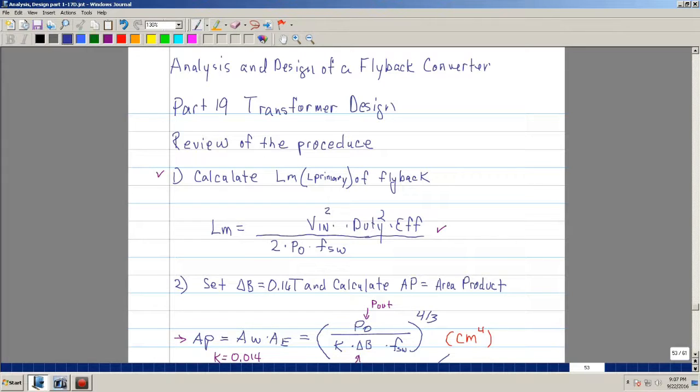Okay, in part 18, I went through the design procedure and I probably jumped around a little bit too much. So what I'm going to do is go ahead and review the procedure, which I've written down here as steps. So I'm going to go ahead and review it.